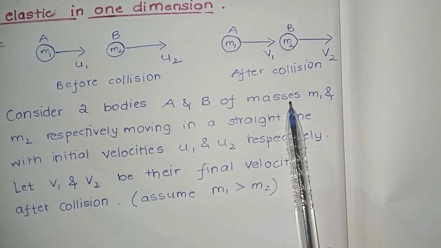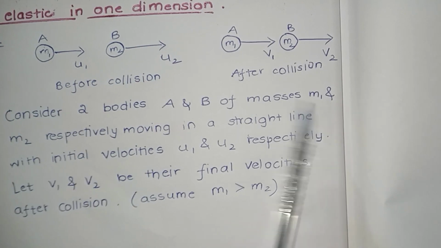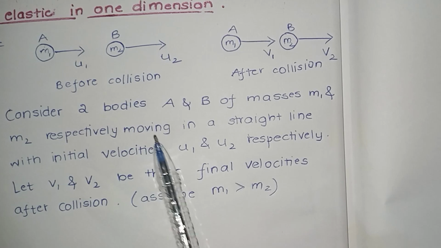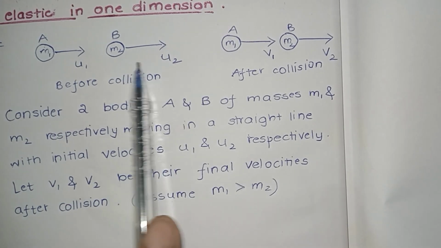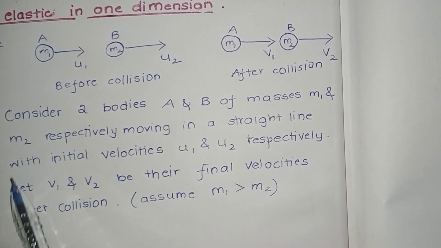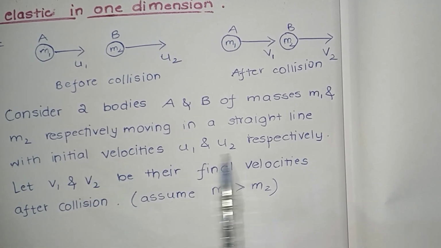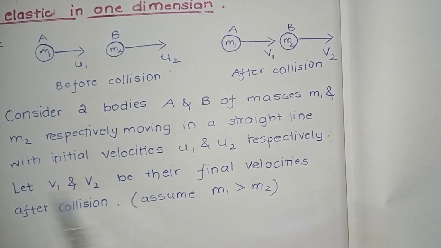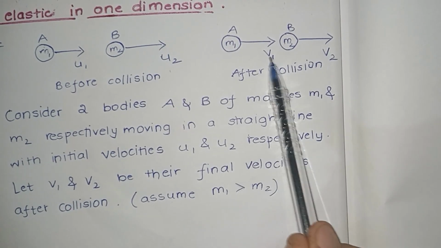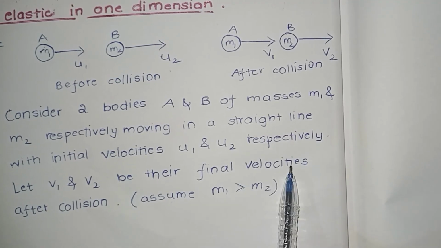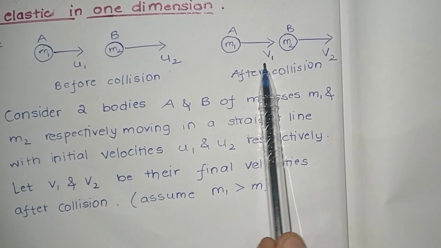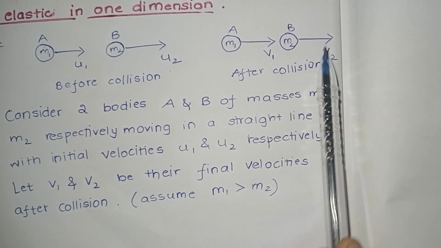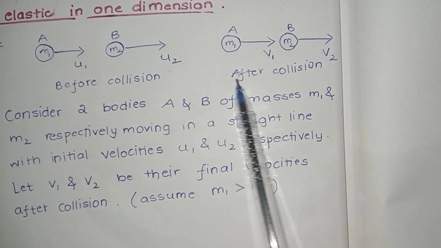Now, as the setup: consider two bodies A and B of masses m1 and m2 respectively, moving in a straight line, as it is a one dimensional collision, with initial velocities u1 and u2, and let v1 and v2 be their final velocities after collision. Let us assume that mass m1 is greater than m2, because it helps during the collision.